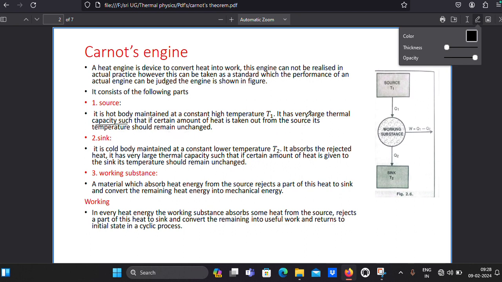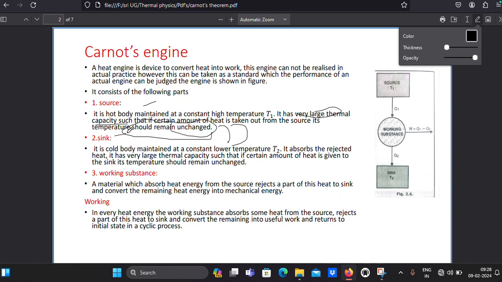So it has high thermal capacity, which means if anyone gives heat to it, or takes heat from it, its temperature cannot change. Its temperature is always constant, even if you take heat energy from the source or give heat energy to the source.